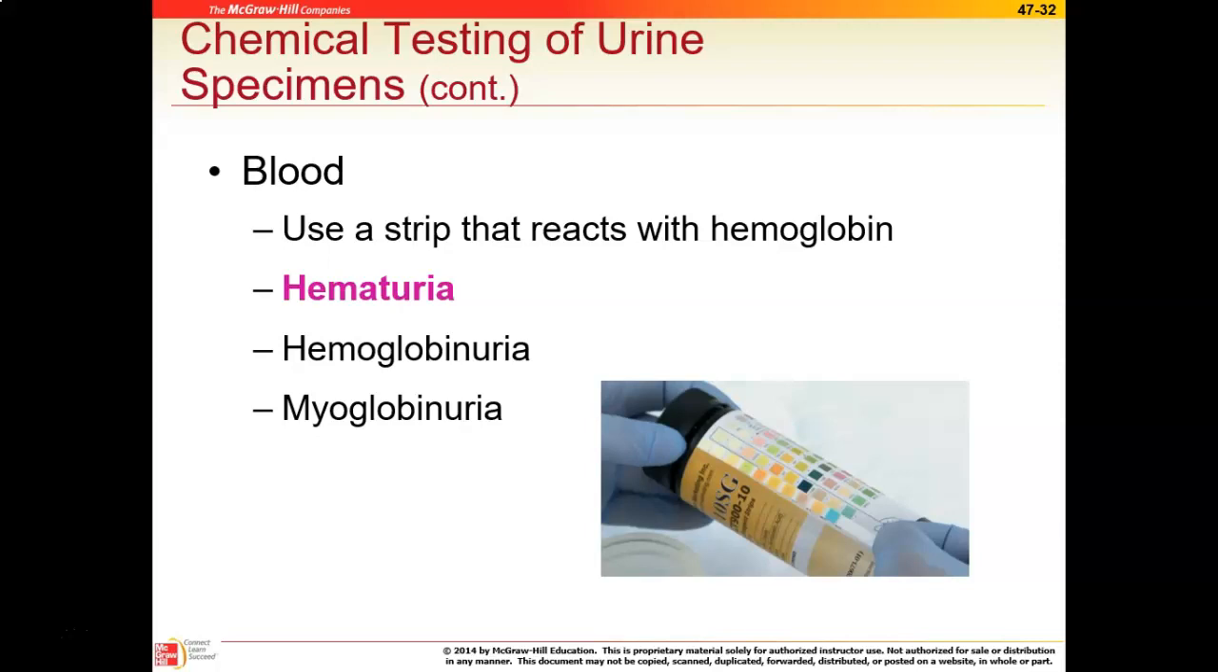Another reagent pad on the strip is for blood. Remember, the term for blood in the urine is called hematuria.